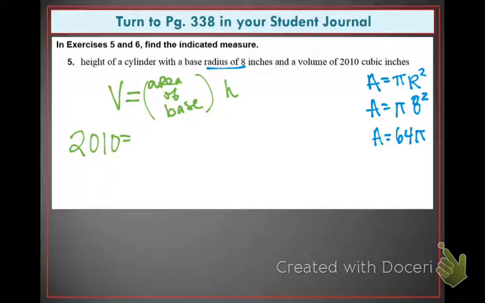What do you think we do with the area? Plug it in. Plug it in for what? The base. The area of the base. 64 pi. Do we know the height? No. That's what we're looking for. So you can write h. So what is happening to h? It is being multiplied by 64 pi. So what's the opposite of multiplying by 64 pi?